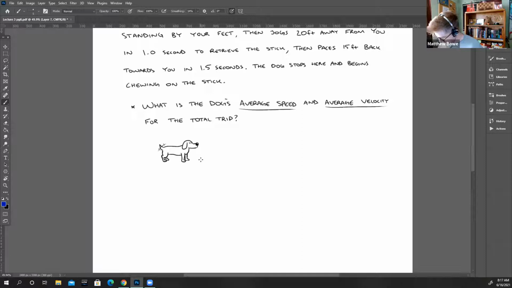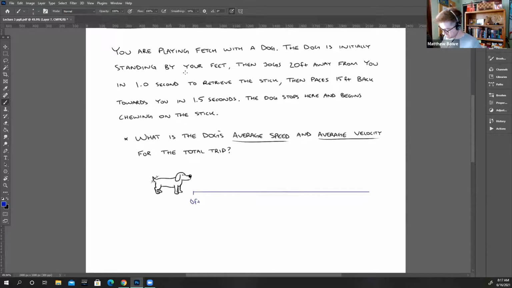I'm going to make this sort of scale in front of the dog. So right where it's standing, right when it begins, that is 0 feet. And what's the maximum distance it goes? So it jogs out 20 feet. And let me quickly make some markings on here. Half of that's 10. Half of that is 15. And half of that is 5.